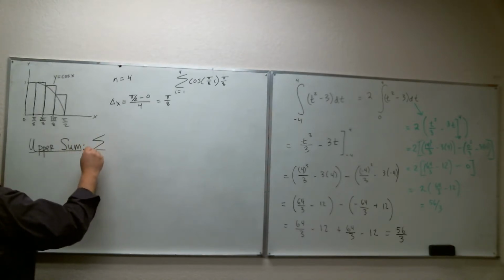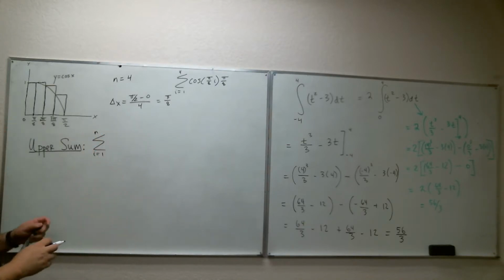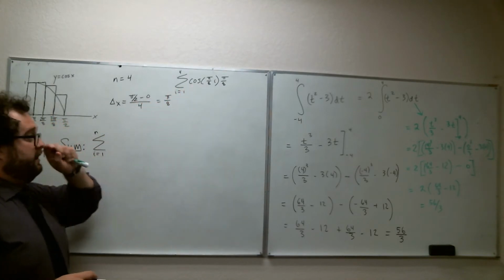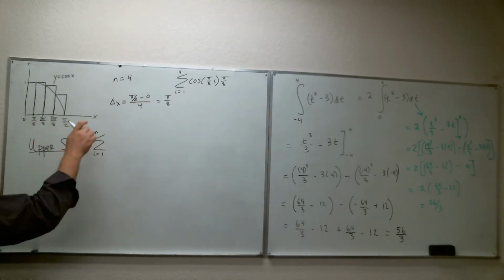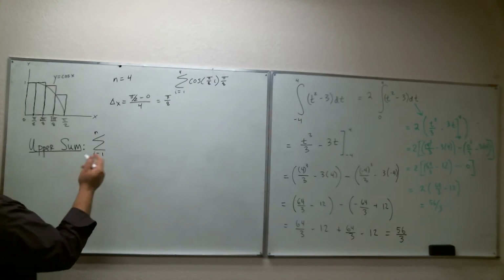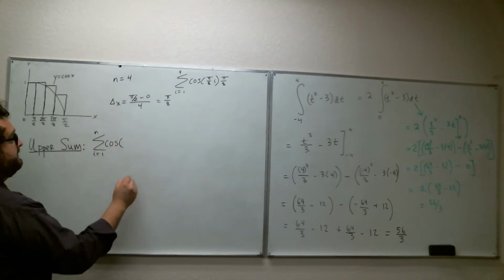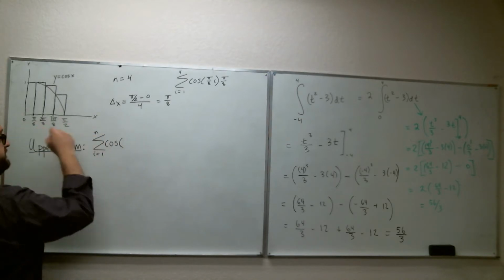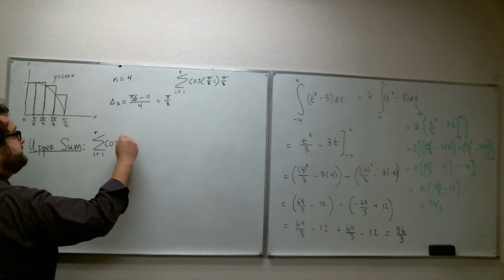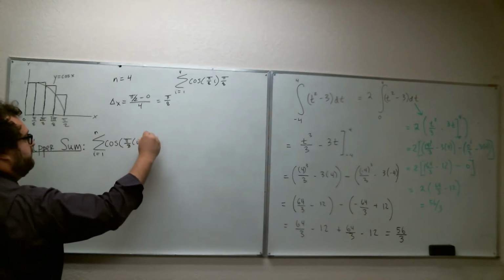It's the sum, i equals 1 to n. Now, how do you find each of these heights? That's where the cosine comes in. Now, it's not pi over 8 times i, because that's not how we talk about left-hand endpoints. Left-hand endpoints are always given by a, which in this case is 0, plus delta x, pi over 8, times i minus 1.